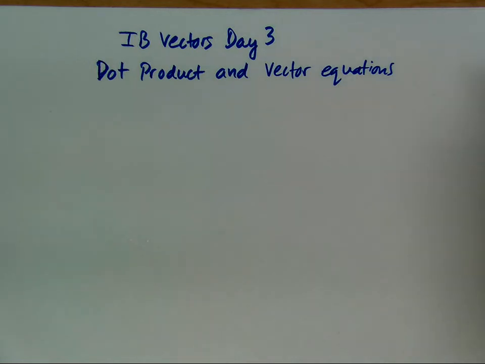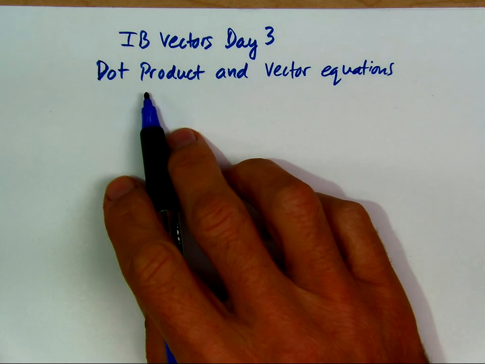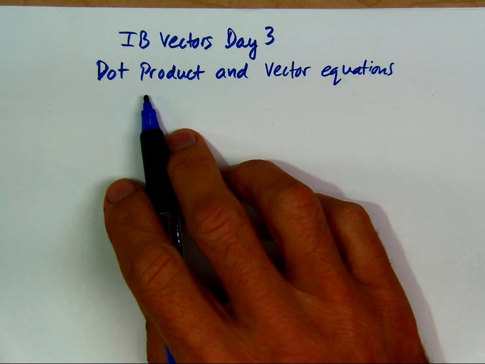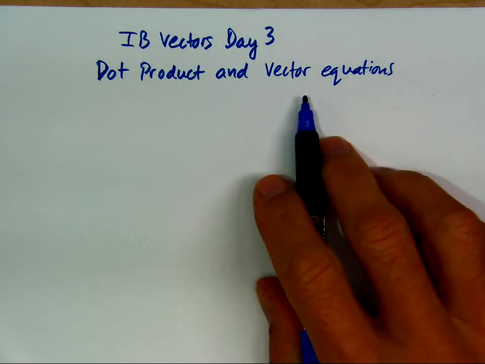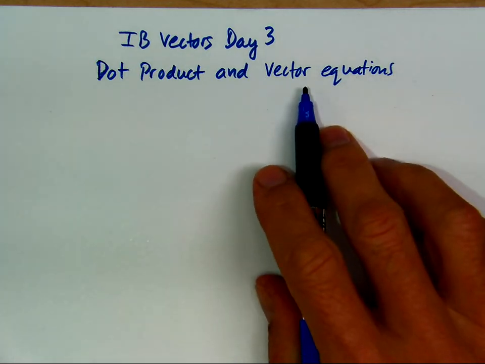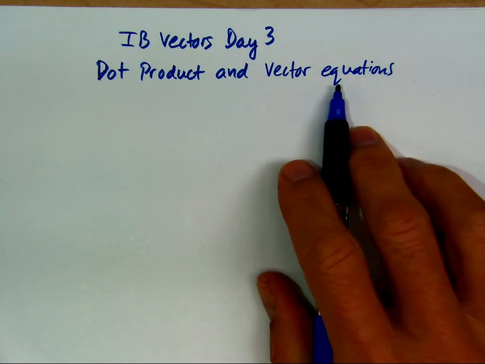Alright, so in this lesson we'll talk about the dot product, also called the scalar product, and this will allow us to find the angle between vectors, and we'll talk about the different forms of equations: vector equations, parametric, and Cartesian.